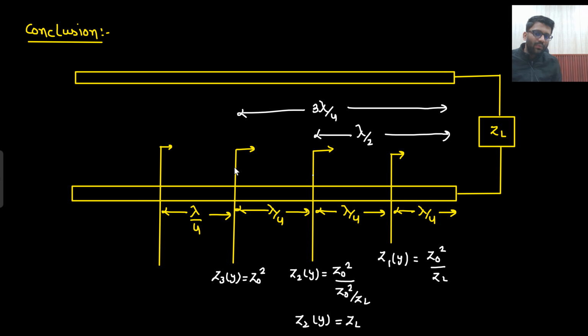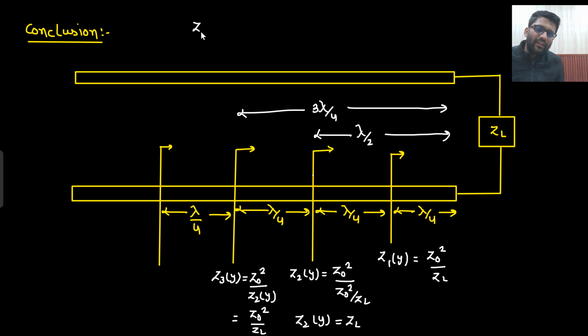So sir, from here to lambda by 4 away, if I need to write down Z3y, what would that be, sir? Z0 square divided by Z2y, because from lambda by 4 there is always an inversion. So what will I get? What is my Z2y? That is ZL only. So Z0 square divided by ZL.